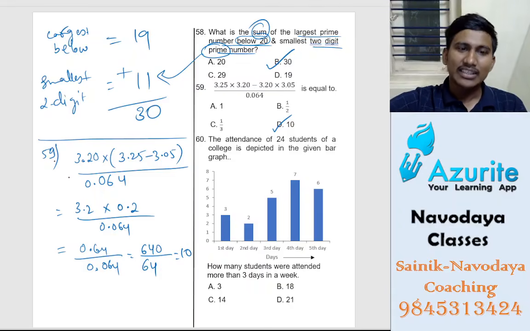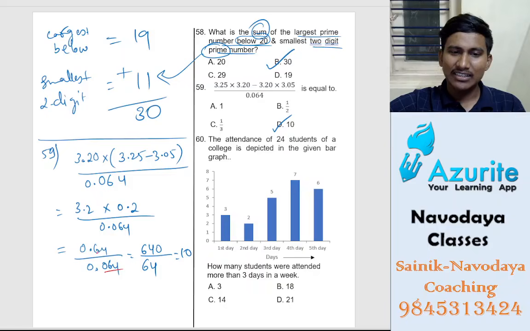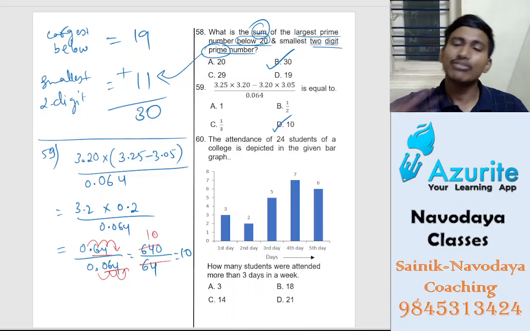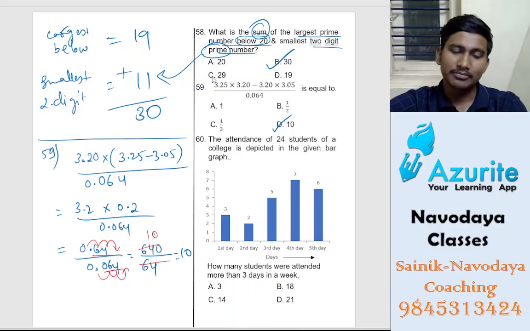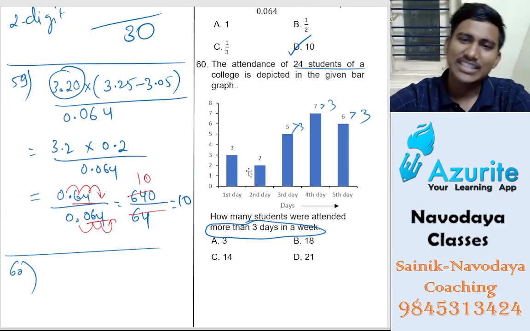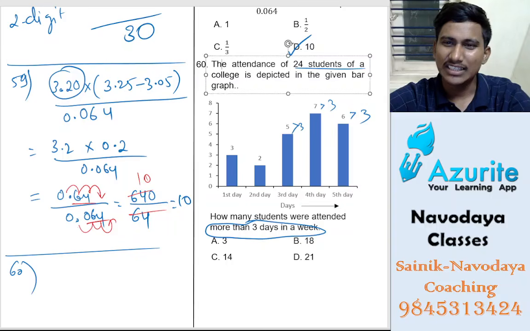So in the denominator there are 3 decimals, and here 2 decimals. So it will cancel: if you shift 3 times here, you also have to shift 3 times there. So it will be 640 divided by 64, right? So 640 divided by 64: 6 times 1 is 6, 4 times 1 is 4, 0 as it is, so 10 will be the answer here. Understood?